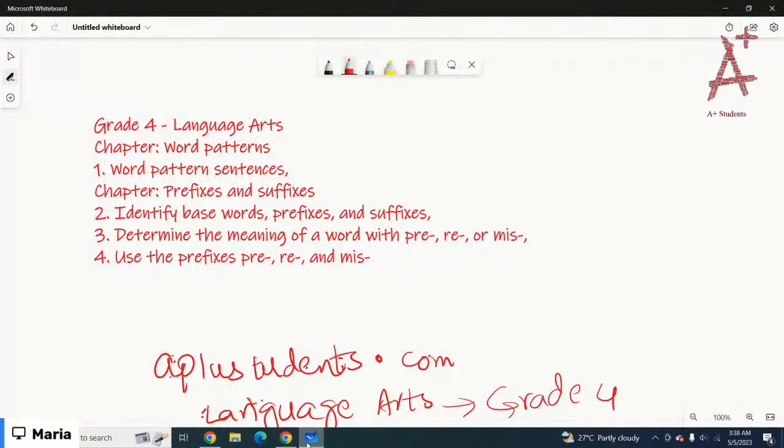So, we were working on grade 4 language arts. We have started with the chapter word patterns. The lesson we have covered from the chapter is word pattern sentences. Then we have started the chapter prefixes and suffixes. The lessons we have covered today are identify base words, prefixes, and suffixes; determine the meaning of the word with pre, re, or miss; and use the prefixes pre, re, and miss.